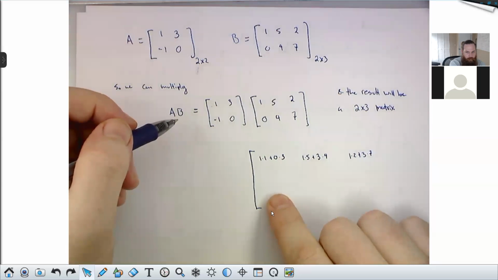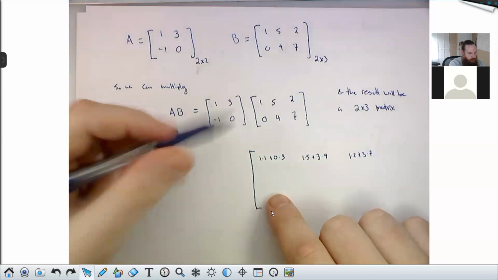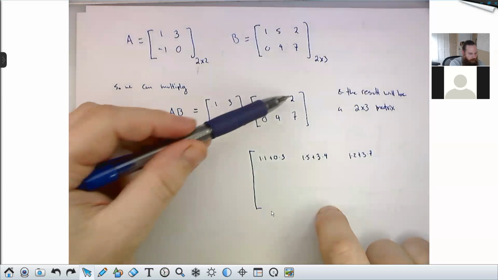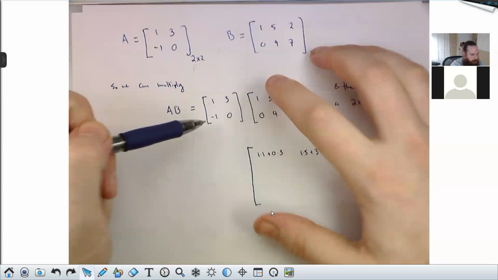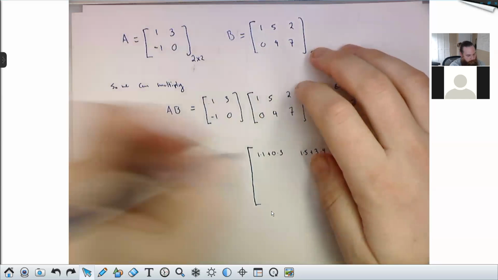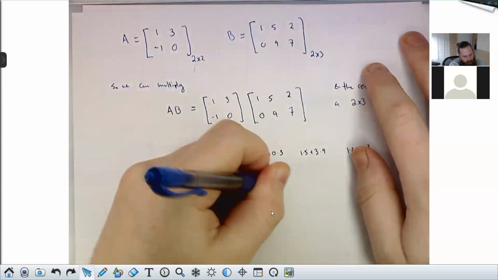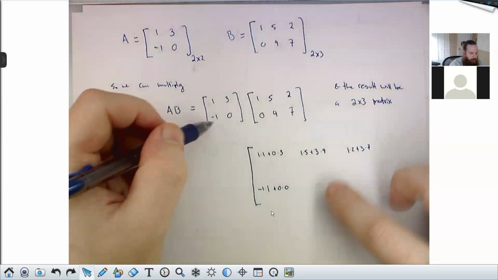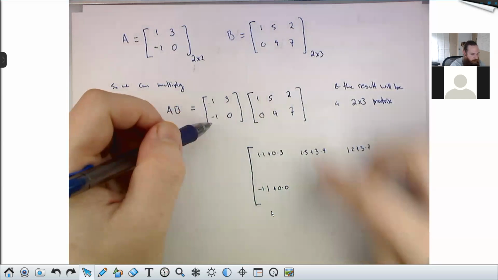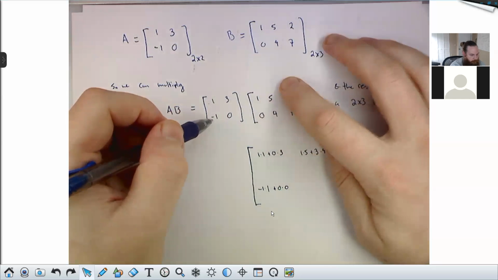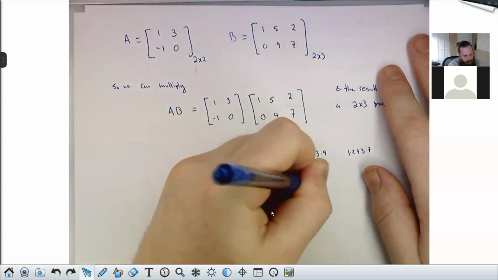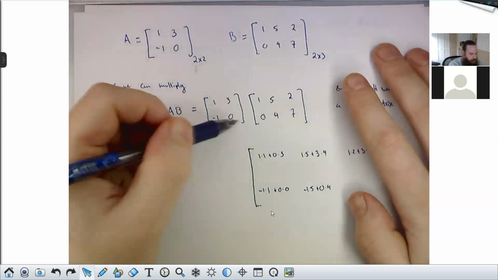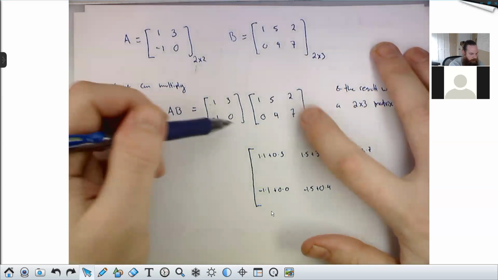Now I go down to the second row here. I'll be taking row 2 and column 1 for this one, row 2 and column 2 for this one, row 2 and column 3 for this one. So that's -1 times 1 plus 0 times 0. Now for the next position, I take row 2 and column 2. So that's -1 times 5 plus 0 times 4. And to get the 2, 3 position, I take row 2 and column 3. So that's -1 times 2 plus 0 times 7.